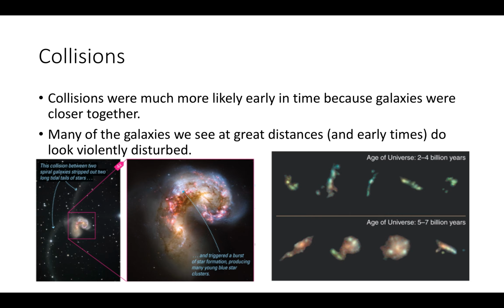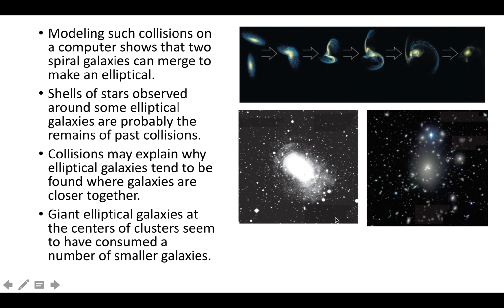So it says in this diagram here, this collision between 2 spiral galaxies stripped out 2 tidal tails of stars, 1 and 2, and triggered a burst of star formation, producing many young blue star clusters. And then this is just showing age in the universe, 2 to 4 billion years versus 5 to 7.